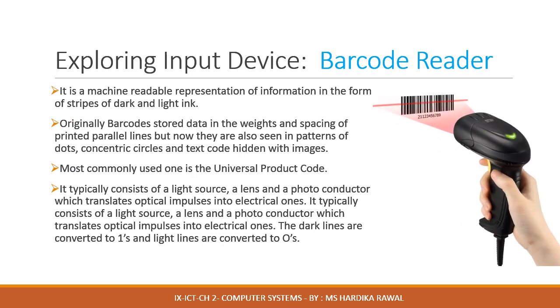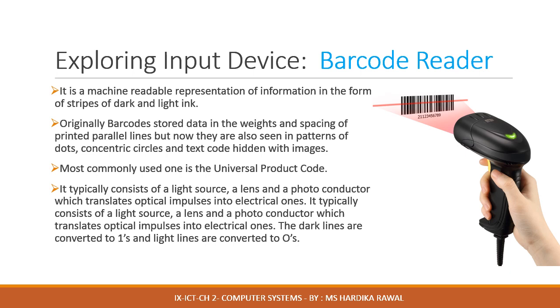Our next device is the barcode reader. You all may have seen this type of devices while shopping in the malls. A barcode is a machine-readable representation of information in the form of stripes of dark and light ink. You will see this on most of the packaged products also, magazines, apparels, books, etc. Originally, barcodes stored data in the widths and the spacing of printed parallel lines.